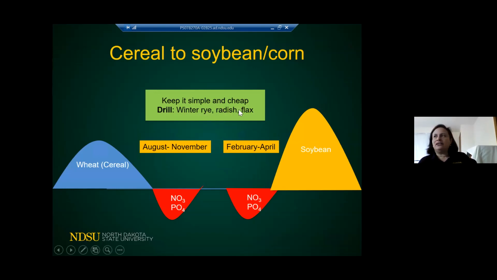Radish and flax are going to get winter killed, but they have other uses. So if I have wheat, I have time to drill. Drill is always better than aerial seeding or broadcasting on the surface. So if you have the time to drill, you drill.